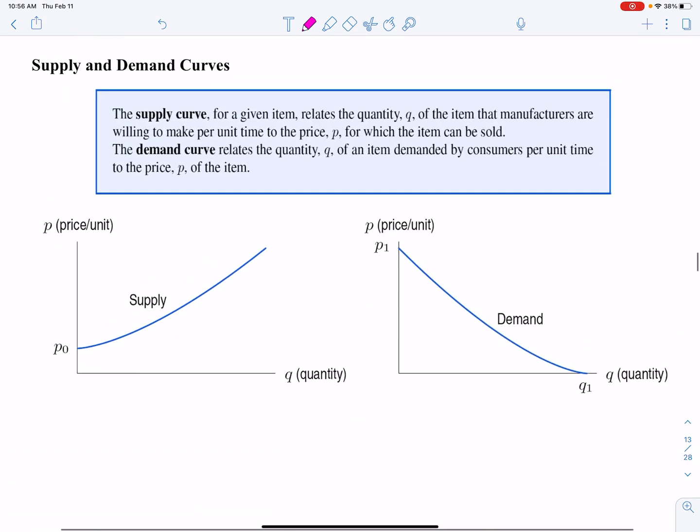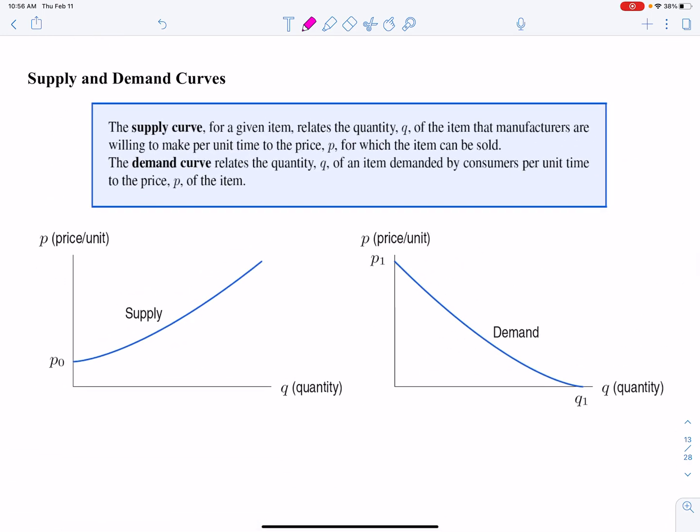Next, we have the supply and demand curve. You've all heard the term supply and demand, right? It's like anything that goes up in value. The more supply there is, in general, the lower the demand, and vice versa. The supply curve for a given item relates the quantity Q of the item that manufacturers are willing to make per unit time to the price P at which the item can be sold. The demand curve relates the quantity Q of an item demanded by customers per unit time to the price P of the item. Those are important to know.